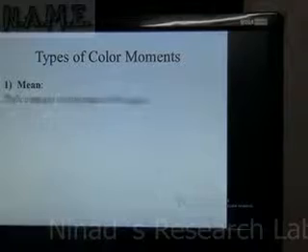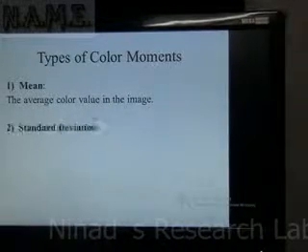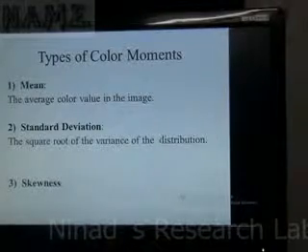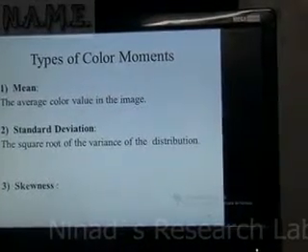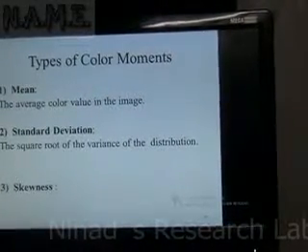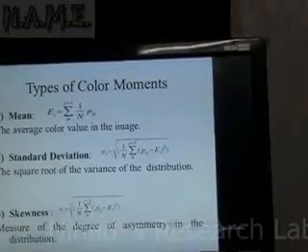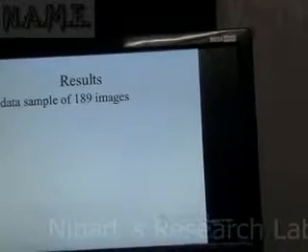Then there are three types of moments. Basically you can take the mean of the moment, you can calculate the standard deviation of the moment, or you can look at the skewness of the moments, leptokurtic or platykurtic. And these are the corresponding mathematical formulas. We come to the result.